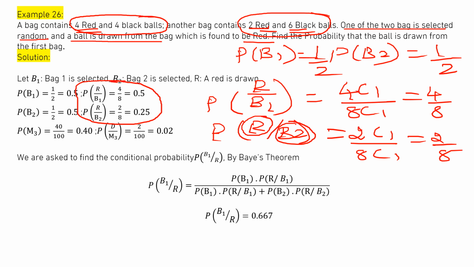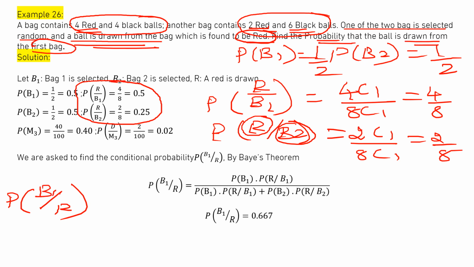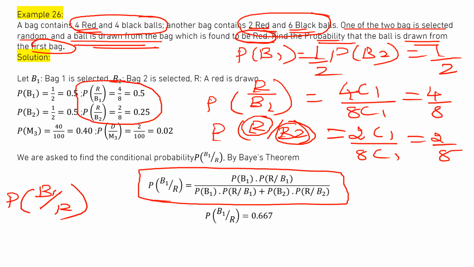Now what is the question? A ball is drawn from the bag and is found to be red. So that means you already know that the ball is red. What is the probability that it is drawn from the first bag? So you need to calculate probability of B1 given R. Once again, by using Bayes theorem, let me write this formula. Then if you substitute the respective values, we will get probability of B1 given R as 0.667.